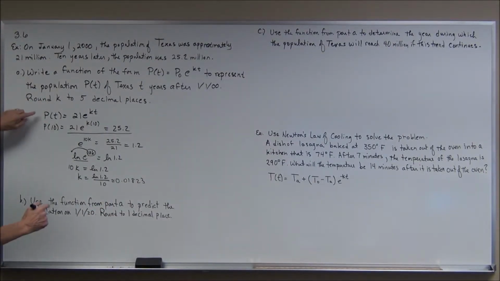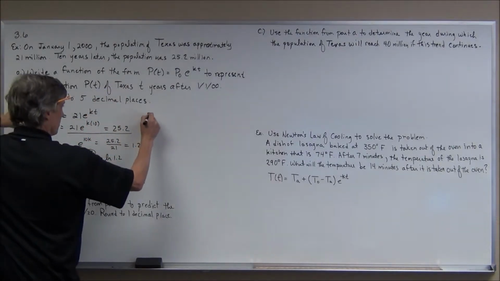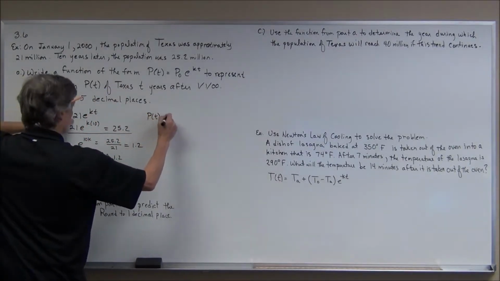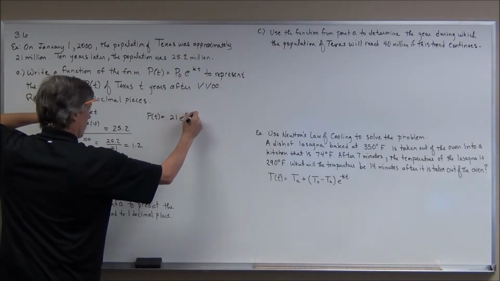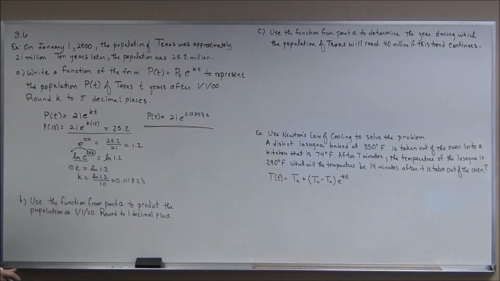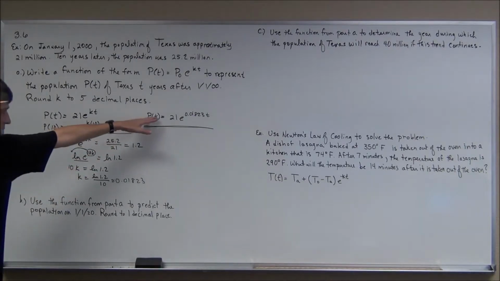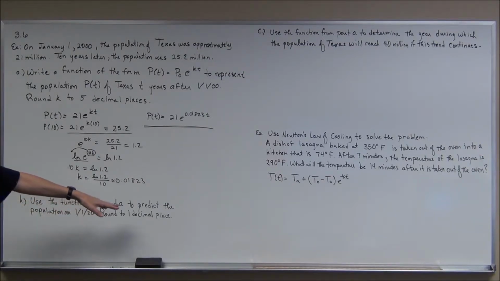So now I'm not done, because they want me to write the function. My function P of t is equal to 21 e to the 0.01823 t. And that's the answer for part A. Then in part B, we're going to use this to predict the population on 1/1/20, and we're going to round to 1 decimal place.